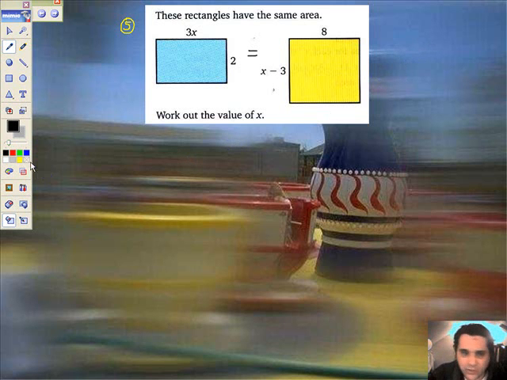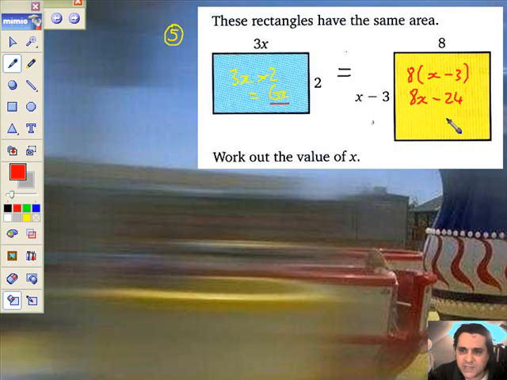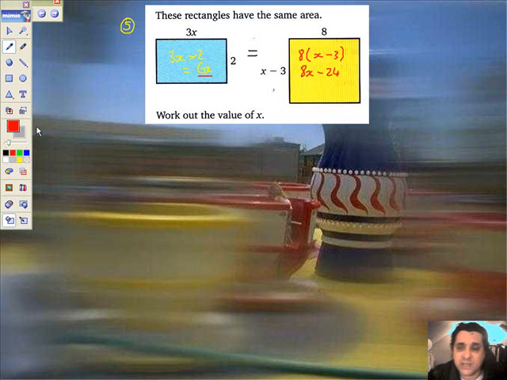I think I'm going to shove it here in the corner, working in yellow. What's the area of this shape? 3x times 2. So that's going to be 6x. What's the area of this shape? If I work in red, I'm going to have 8 lots of x minus 3. Multiplying that out, I've got 8x minus 24. Now these are equal. The 6x equals the 8x minus 24.